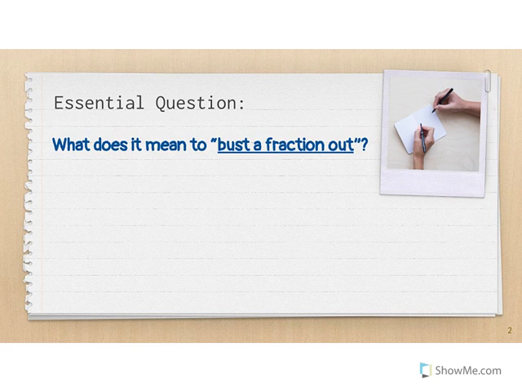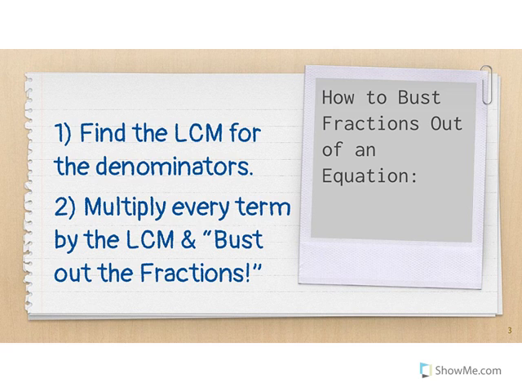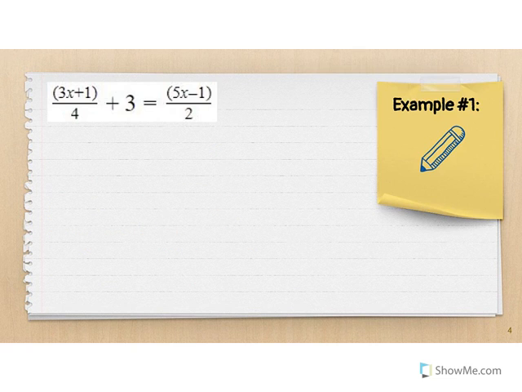So your essential question for this fraction buster set of notes: what does it mean to actually bust a fraction out? So how to bust fractions out of the equation. For number one, you're going to find the LCM for the denominators. Again, LCM stands for the lowest common multiple. And then number two, you're going to multiply every term by the LCM, the lowest common multiple, and bust out that fraction. So let me show you a quick example real fast.